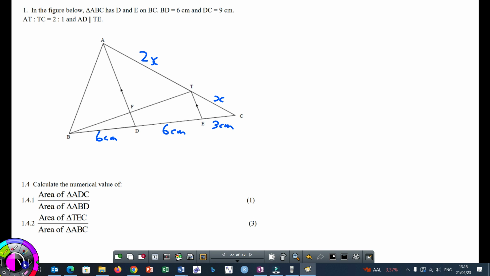So triangle ADC, this is ADC, right? Then triangle ABD, this is ABD. That's an easy question. Yeah, it's very easy. So how would you get the ratio of the areas of these two?